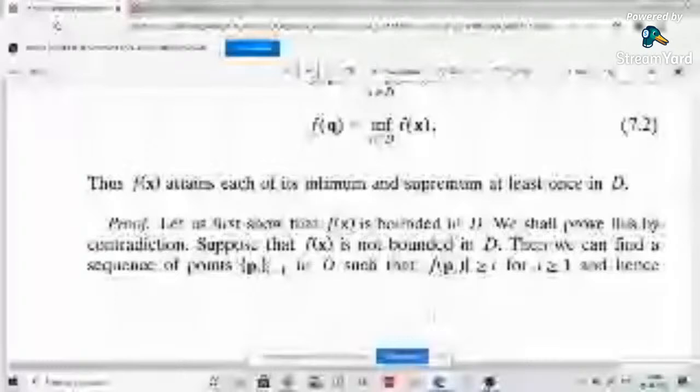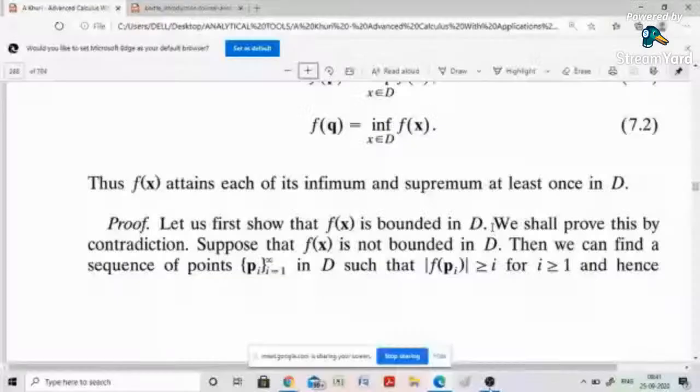We will use the method of contradiction. There is a procedure. Suppose that f of x is not bounded in D. That means we assume that f of x is not bounded, whereas the claim is that f of x is bounded.